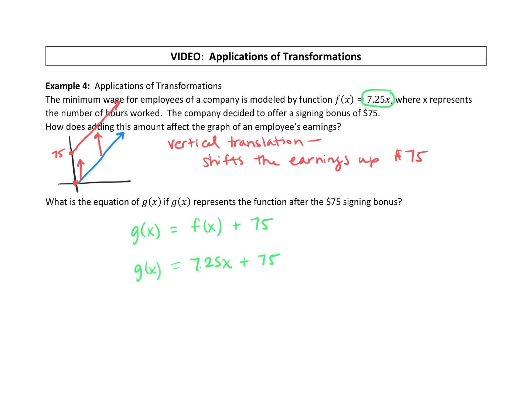So our g of x function, after that $75 signing bonus, that means they're going to give you $75 when they hire you, and then they start paying you. So you've already pocketed $75, which is why in the graph we can see that we started at $75 earned, and then we made that hourly rate, hourly wage.